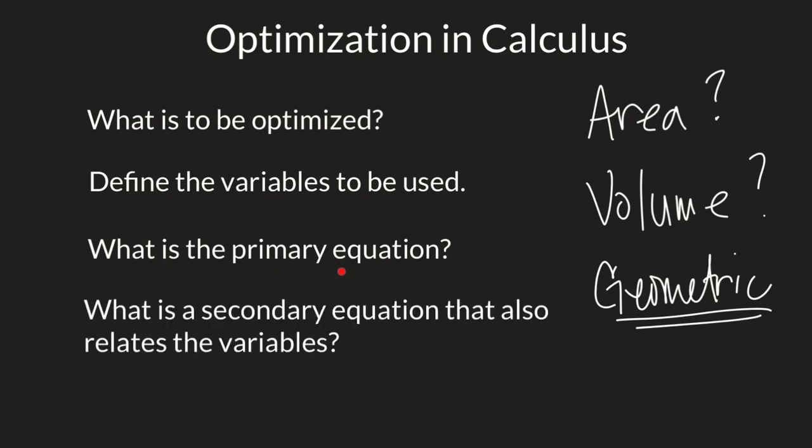Because chances are in your primary equation you're going to have 2 variables, like an x and a y. We don't want to differentiate when we have 2 variables because then you have to do it implicitly, and Lord knows that that's kind of difficult sometimes. So we're going to use our secondary equation to solve and substitute so that our primary equation only has 1 variable in it. Once we do that, we're going to differentiate and figure out where that maximum and minimum point is. So these are the steps that we need to think about as we're doing optimization problems. Let's look at a couple and how that works.